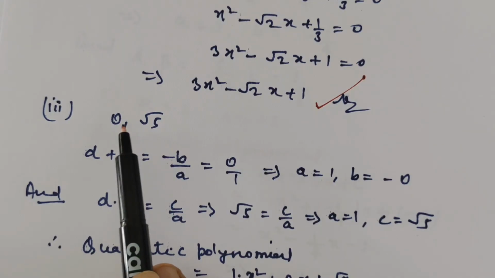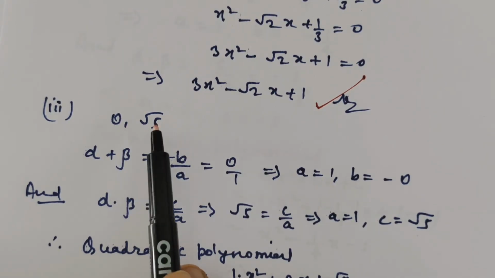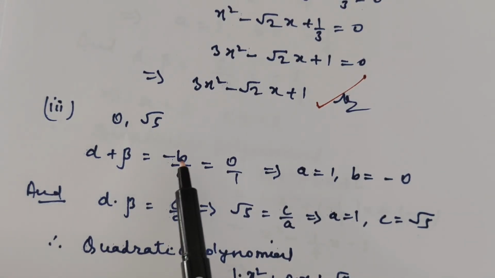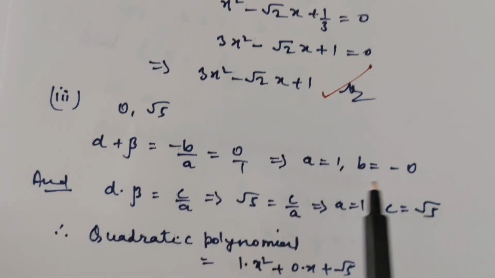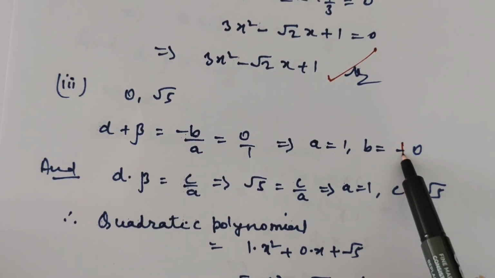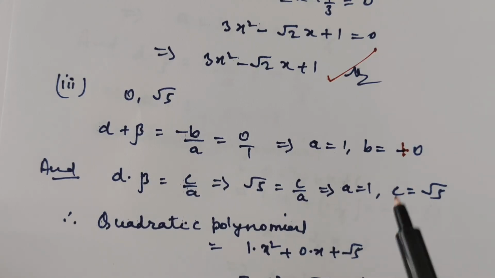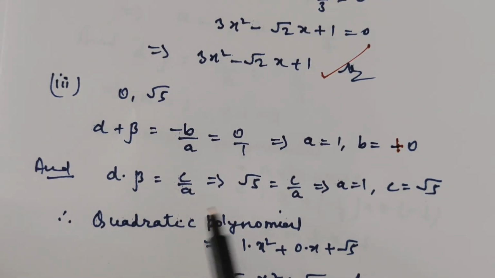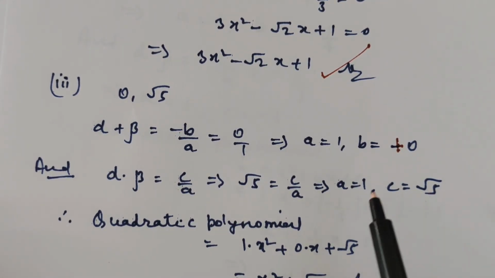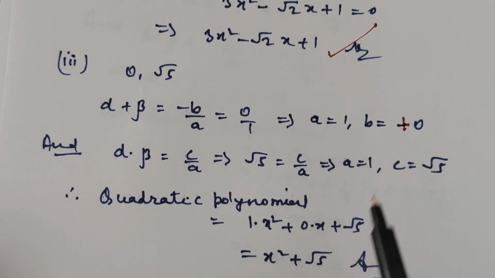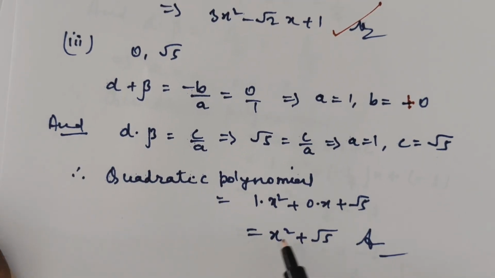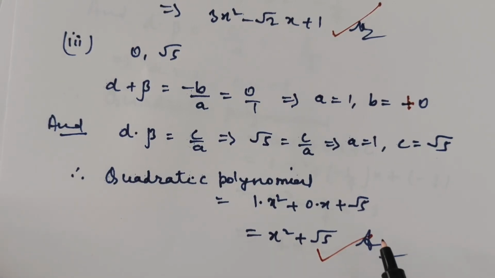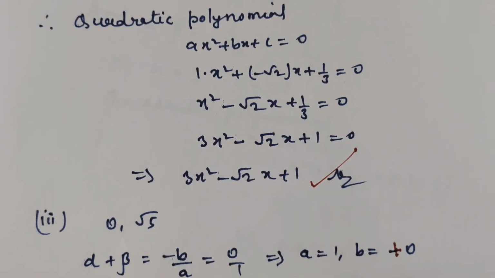Here the sum and product of the zeros are given as 0 and root 5. So basically minus b by a equals 0 by 1. Here a equal 1 and b equal minus 0. It doesn't matter because 0 doesn't contain a plus or minus sign. So c equals root under 5. In each case, the value of a is 1. So you can put 1 dot x square plus 0 dot x plus root under 5. That is x square plus root under 5. This is our final answer. Okay, so this is the way to solve.